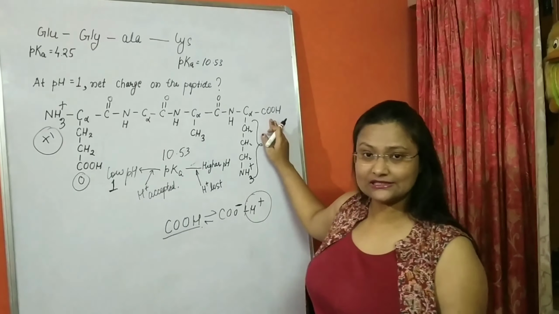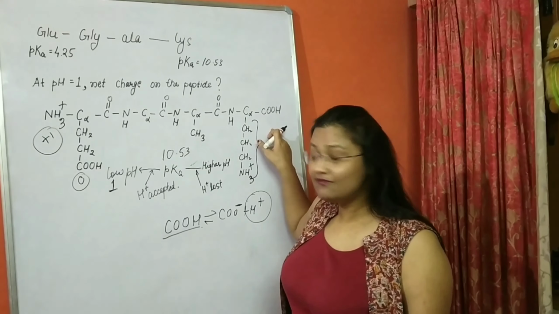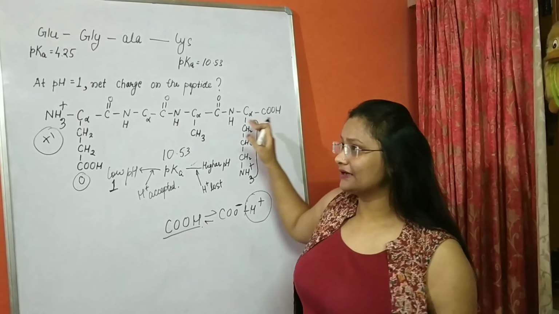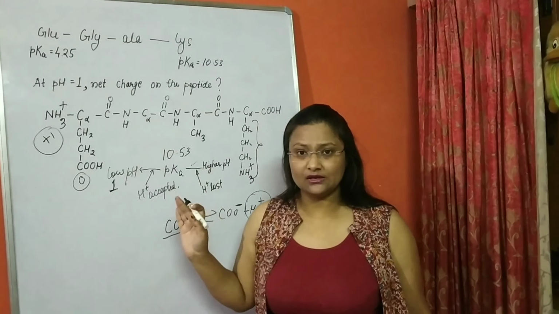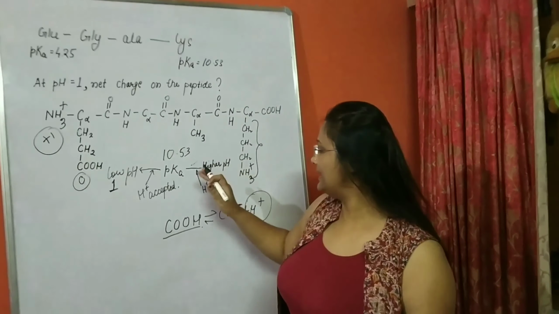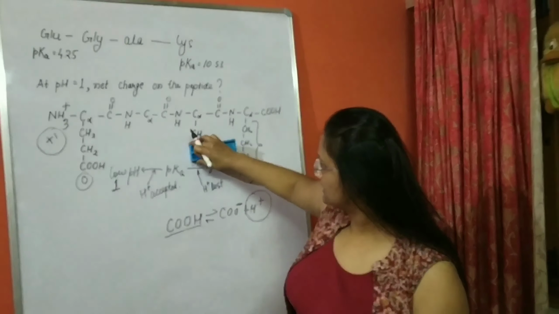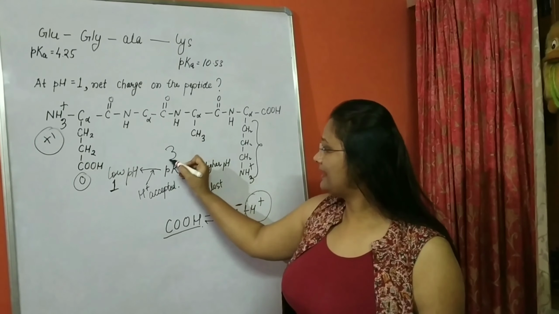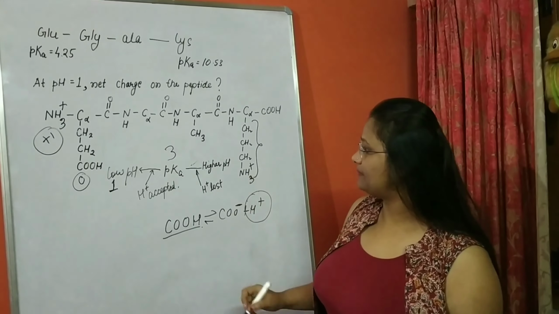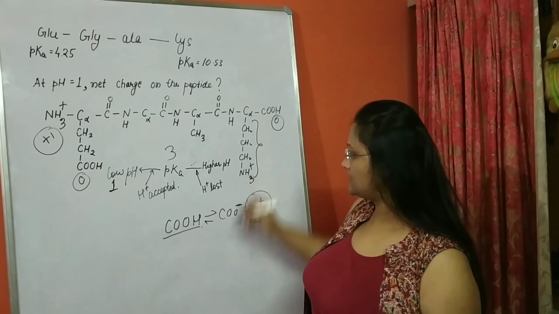Now we will consider this COOH. The pKa of the alpha COOH is around 2 or 3, sorry, in between 3 to 4. So let us consider it is 3. Again, it is kept at low pH, so H plus will remain accepted. So here the charge will be 0.